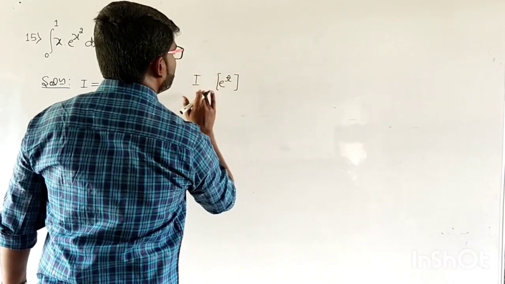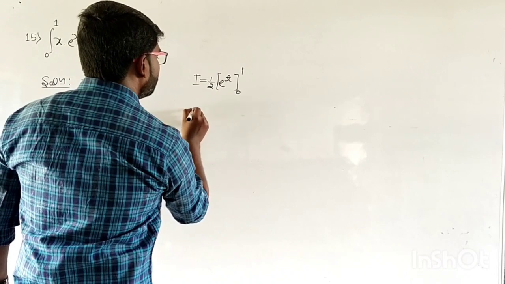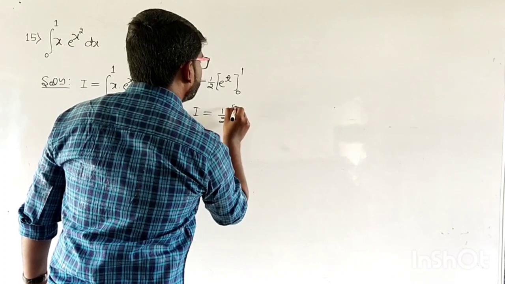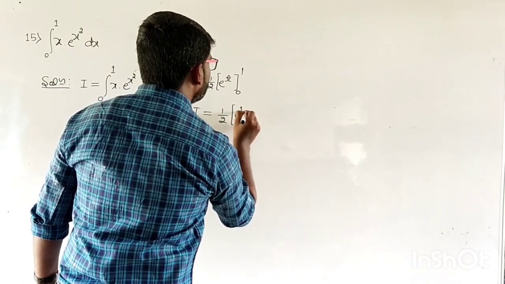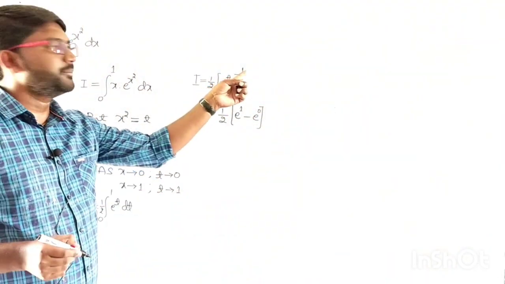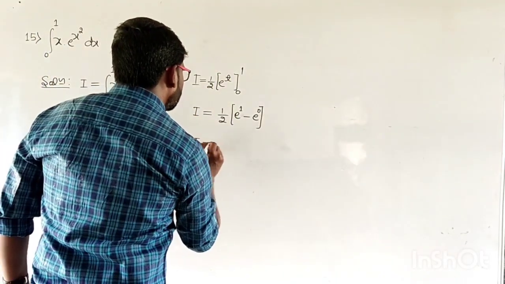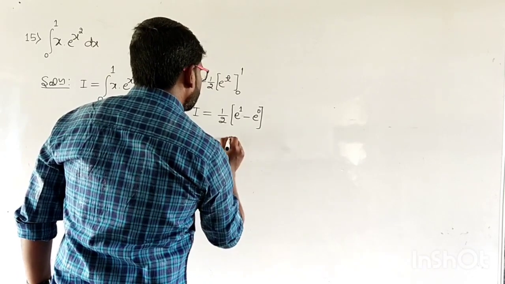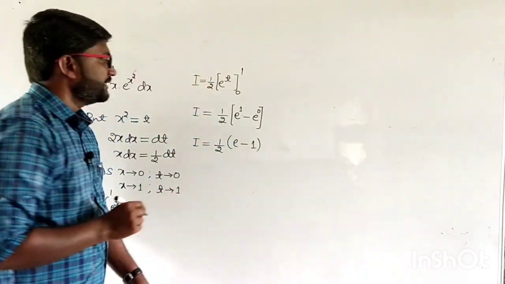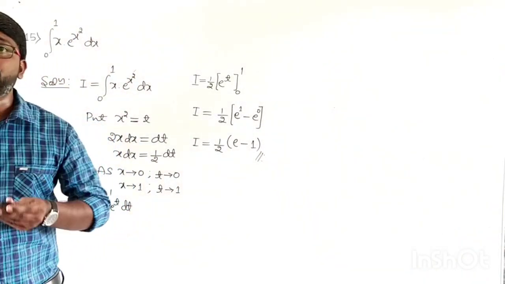So I have to write 1 by 2 here, 0 to 1. So I is equal to 1 by 2, then upper limit e raised to 1 minus the lower limit e raised to 0. In place of t we have to write upper limit, minus in place of t we have to write the lower limit. I is equal to 1 by 2, then e raised to 1 is e, minus e power 0 is 1. So it has to be 1 by 2 (e minus 1). So this is the answer for the 15th problem.